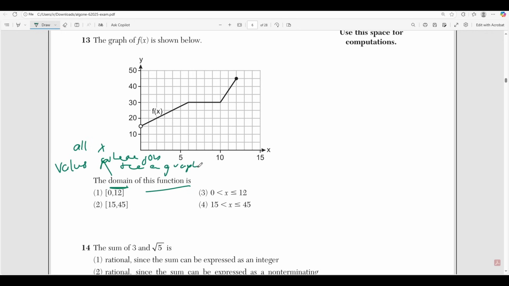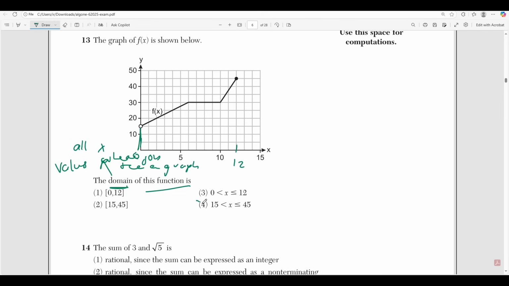And I know I wrote that really quickly and sloppily, but essentially the domain asks you over what x values is there a graph, right? Or over what x values do you see a line form? So I see that there's a line starting from 0 going all the way up to 12, okay? Now, let's talk about this, right?